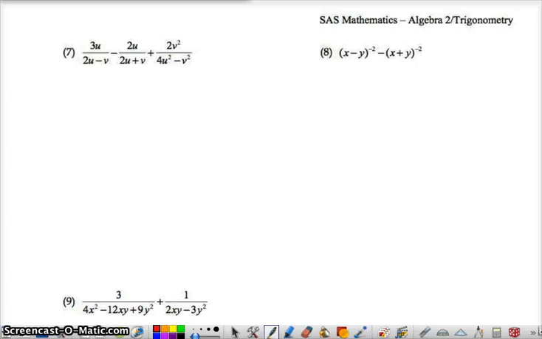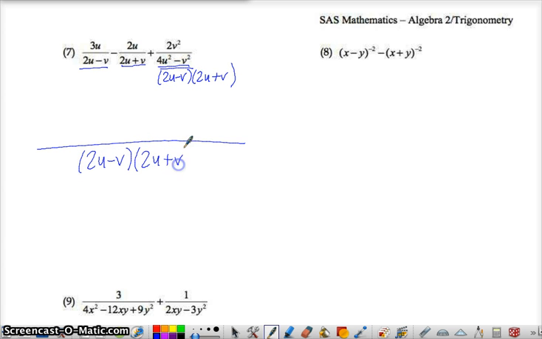All right, moving on. Number 7. I think we'll have time for this, and then I'll have to do another video. So we have 2u minus v, can't factor it. 2u plus v, can't factor it. But look at this. This is the difference of squares. So it's 2u minus v and 2u plus v. So therefore, what is my common denominator? Well, it has to be both of these factors, 2u minus v and 2u plus v.